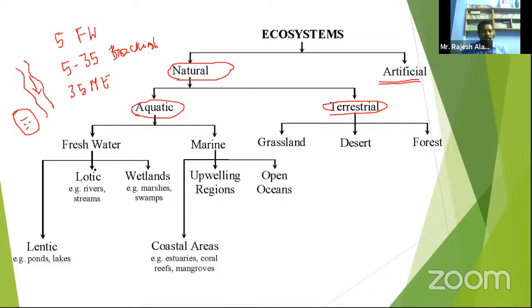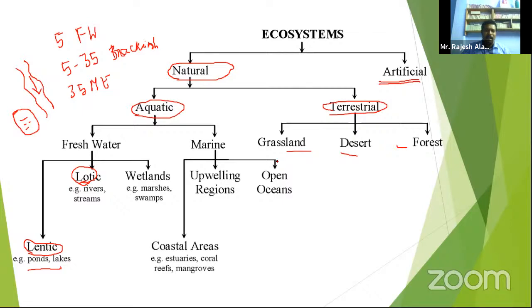Flowing is called lotic, flow. Whereas something which is stagnant is called lentic. This is another way to classify aquatic ecosystems, based on mobility. If it is moving, it is lotic. Examples: rivers and streams. If it is stagnant, it is called lentic. Ponds and lakes come under lentic ecosystem. So this is freshwater ecosystem, and marine we know is about 35 ppt. And terrestrial land ecosystem may be a forest, a desert, or a grassland ecosystem.